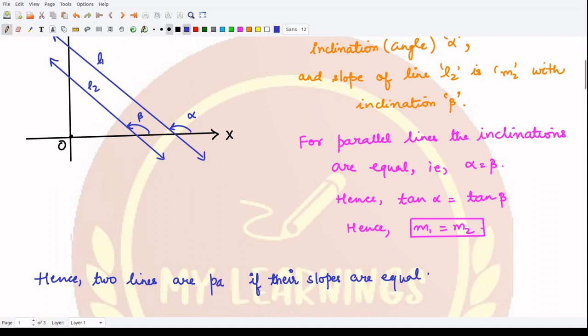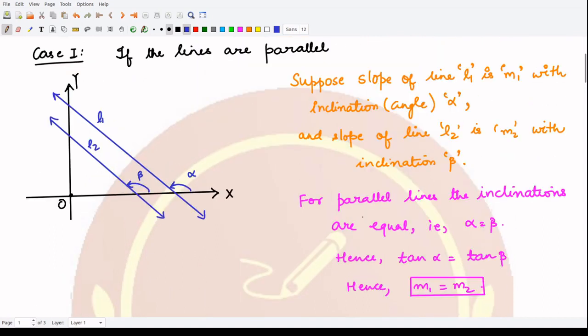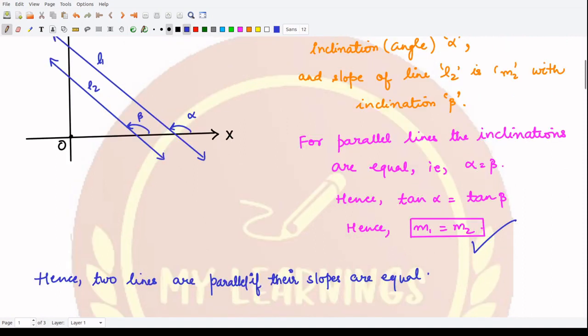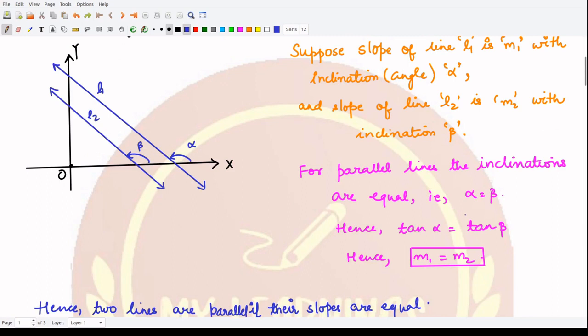And we also have the converse condition. That means if the slopes are equal to each other, then the lines are parallel to each other. We have not shown here how that is so, but the result says if the slopes are equal to each other, then the two lines are parallel to each other.